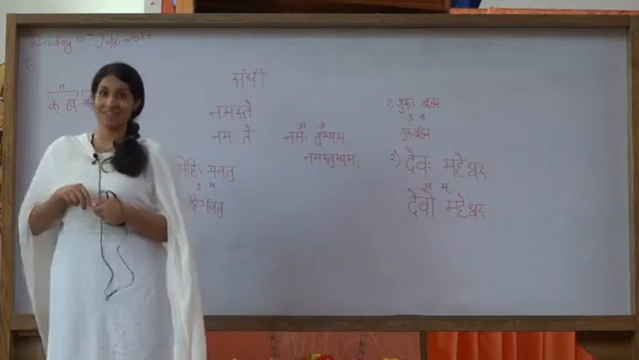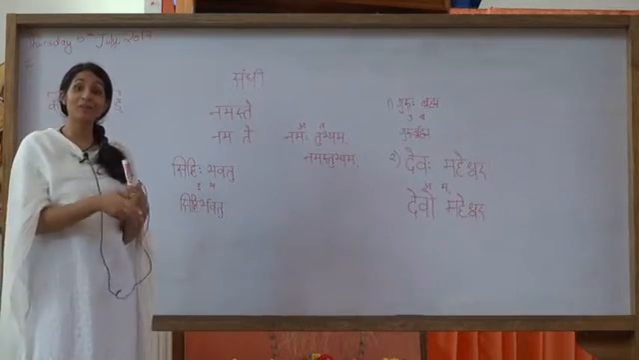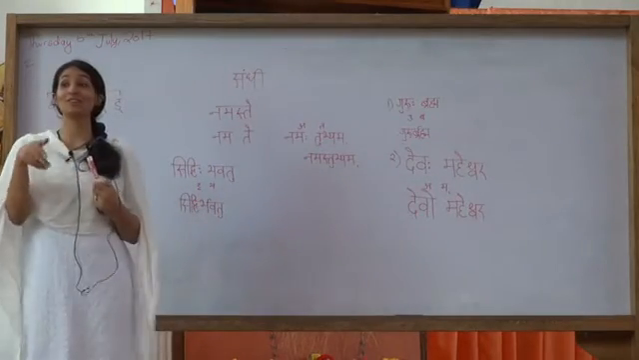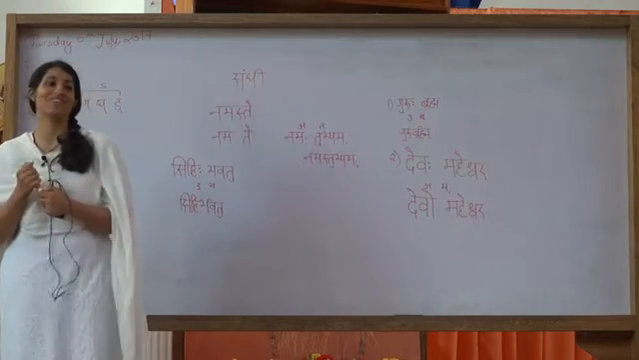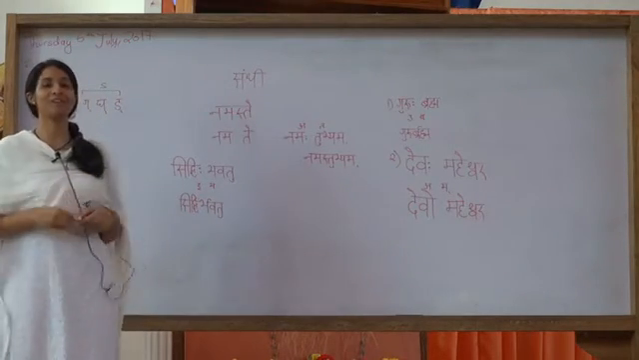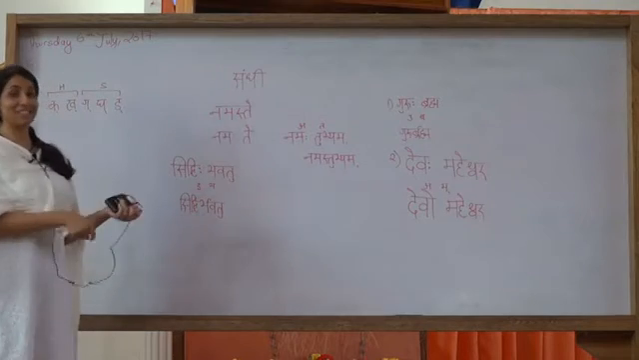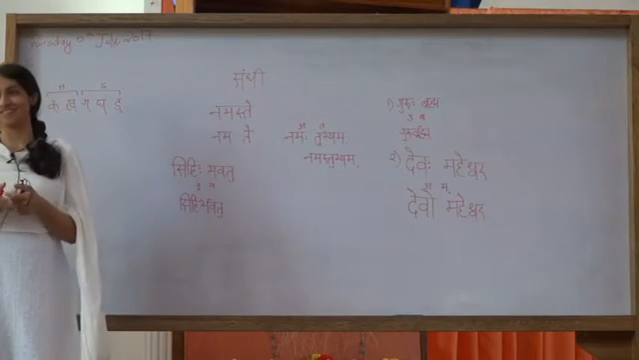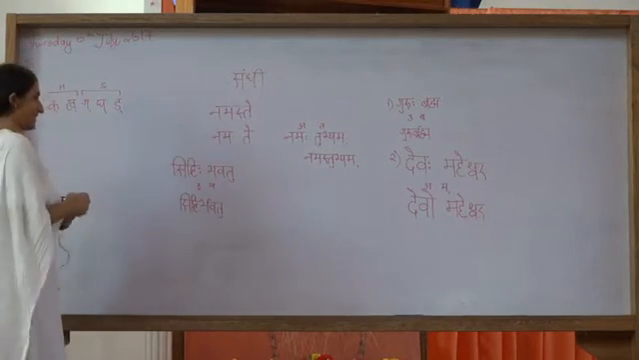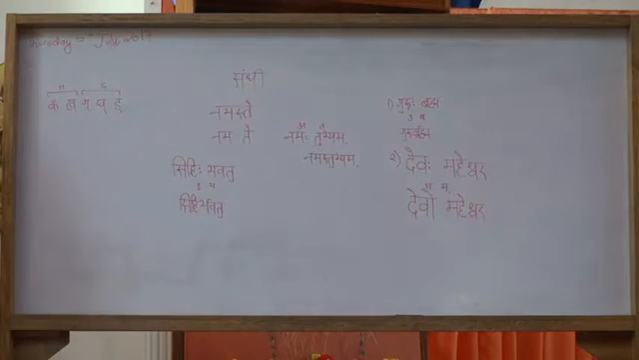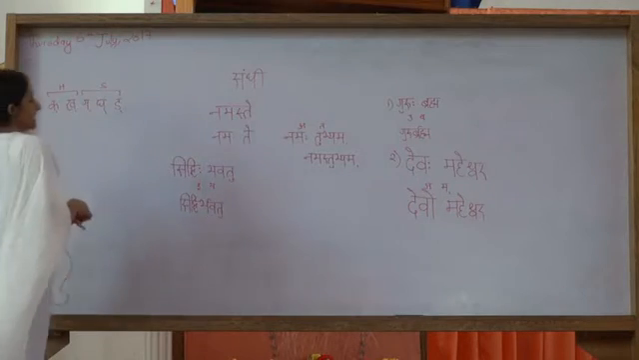Gurur Brahma, Gurur Vishnuhu, Gurur Devo Maheshwaraha. Devaha Maheshwaraha. But it's easier to say Devo Maheshwara, right? So that's what. Okay, last example.